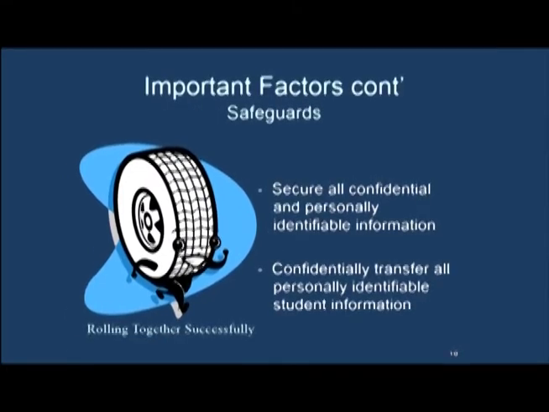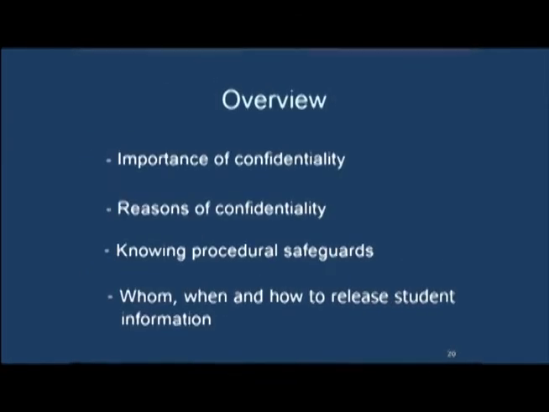You must maintain all confidential and personally identifiable information in a secure manner, and you must confidentially transfer all personally identifiable student information only to those who have a need to receive it. In summary, we've gone over the importance of confidentiality, the reasons for confidentiality, knowing your procedural safeguards, and to whom, when, and how to release student information.